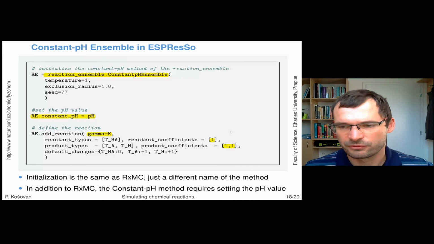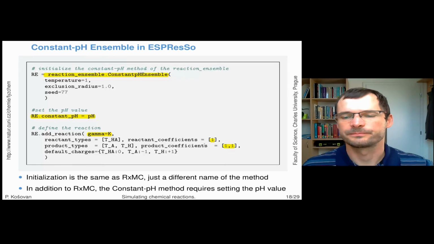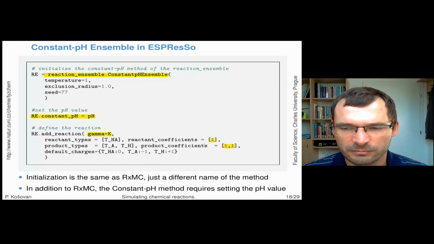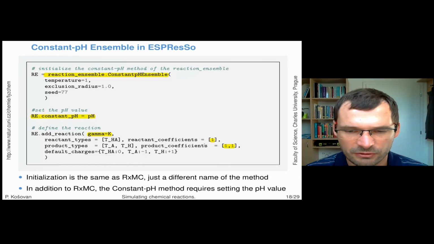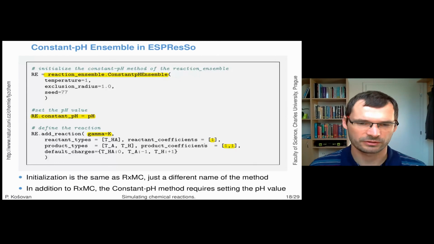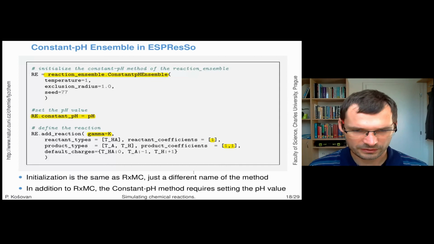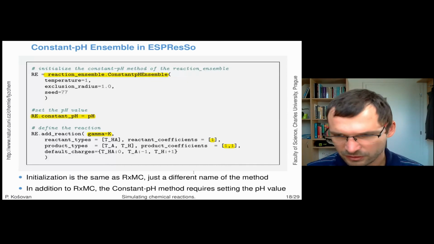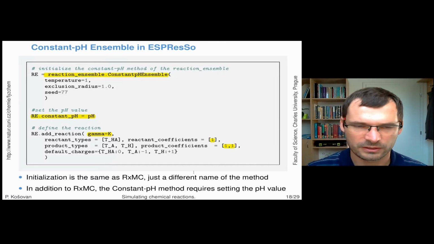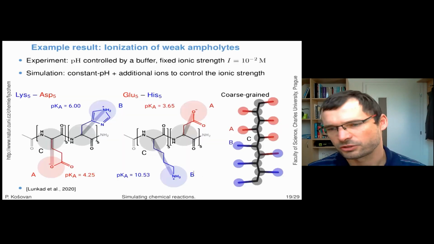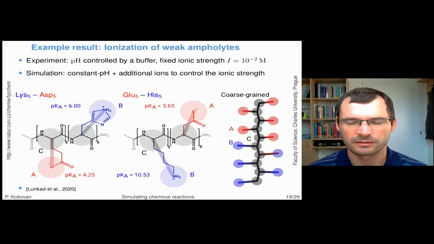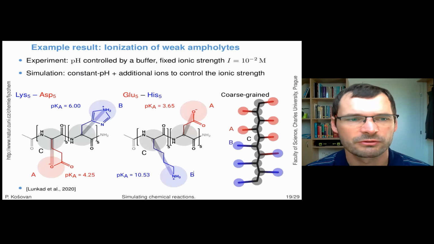And if you try to use another combination of stoichiometric coefficients, ESPResSo will raise an error because such a combination doesn't make sense in this context. So, to sum this up, initialization is the same as reaction ensemble, just you use a different type of the method. You provide a pH and can only provide one kind of stoichiometric coefficient.